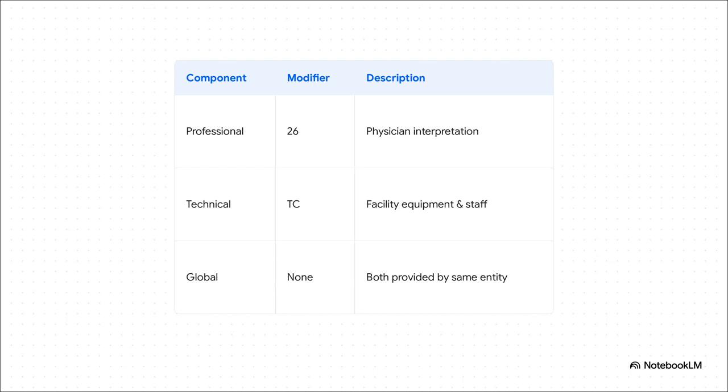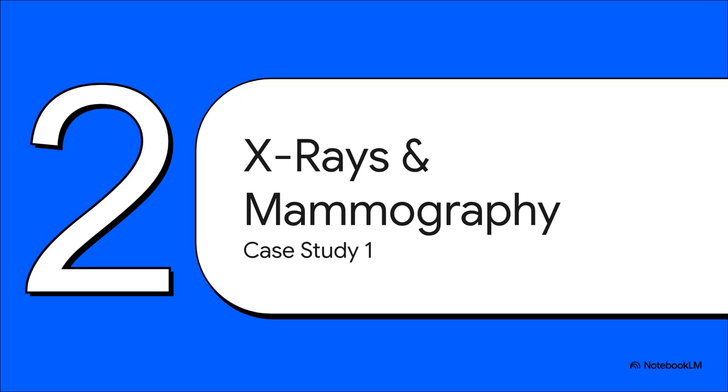Services are split up. Modifier TC, that's your technical side, the facility, the equipment, the techs. Modifier 26 is the professional component, the physician's interpretation and written report. Now, if the exact same entity provides both, it's a global service, no modifier needed. But hey, if your exam scenario specifically says the radiologist interpreted the film only, you absolutely must slap on Modifier 26. Moving right along to Section 2, Case Study 1, Diagnostic X-rays and Mammography Rules.